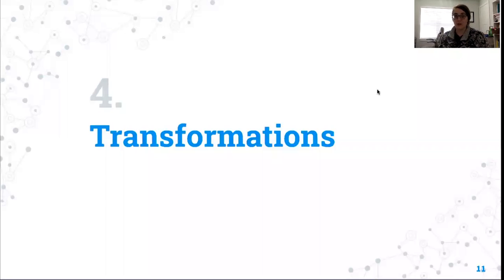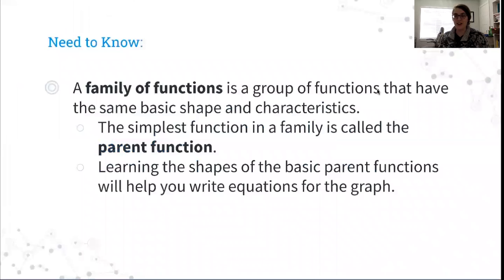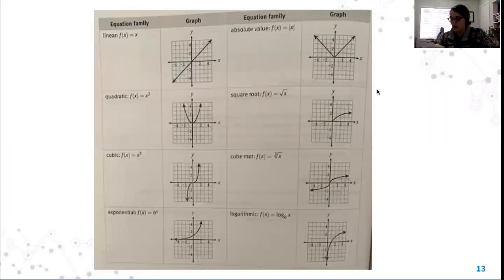Transformations. Again, this is Algebra 2, so Algebra 1 kids, you haven't seen this yet. In geometry, if you are just in geometry now, you haven't seen this yet. But a family of functions is a group of functions that have the same basic characteristics, and we call the simplest version of the family the parent function. And it's going to be important that you're able to identify parent functions just based on their shape.